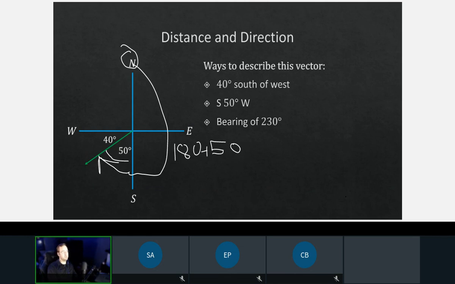Is it 50 because of the... yeah, that's exactly why. This angle, I labeled it already as 50 degrees. Yep, that's 50.